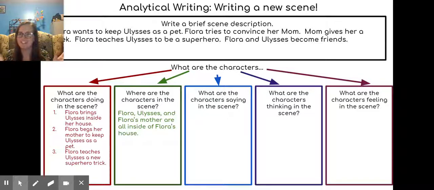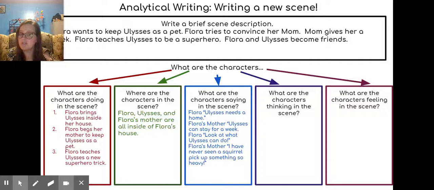No worries whatsoever. Now, what are the characters saying in the scene? So I have what they're doing. I have where they are. So what could they be saying? What might Flora say to her mom or to Ulysses? Because we know that Flora and her mom have to have a conversation because Flora wants to keep Ulysses as a pet. And we know that Flora's mother is not too happy because she's concerned that this squirrel might make a mess. So she gives Flora a week to figure it out. So what could they be saying?